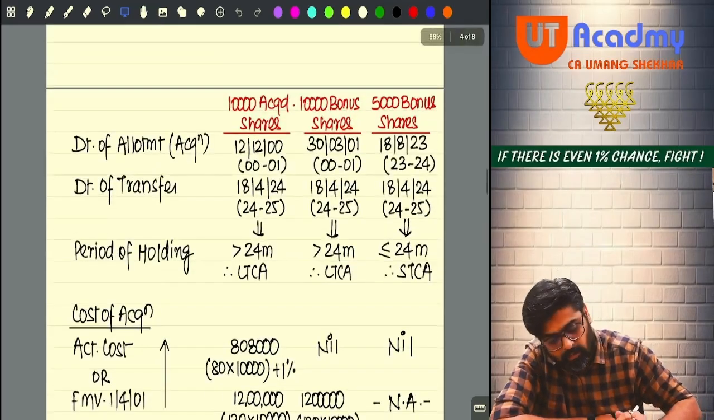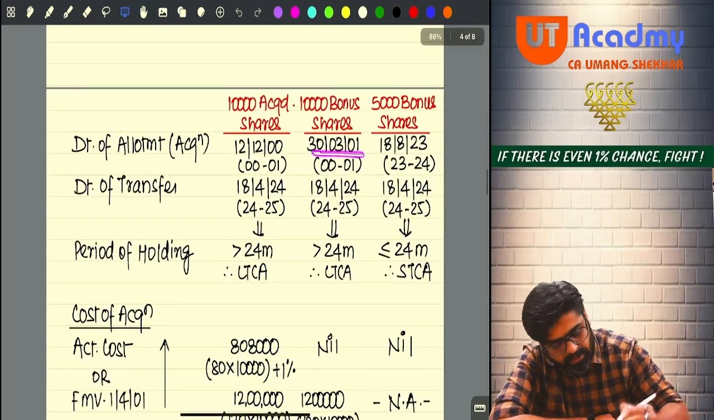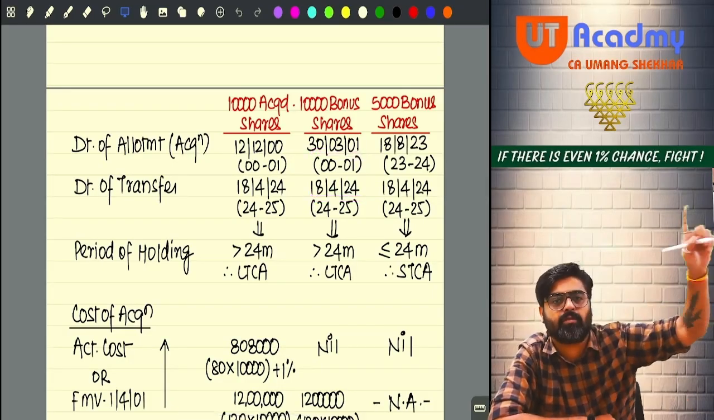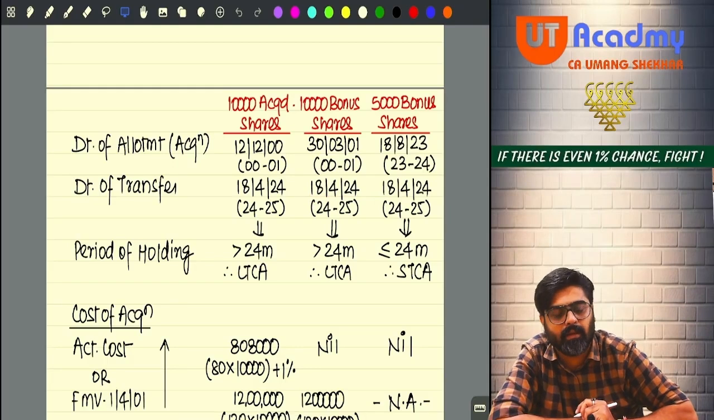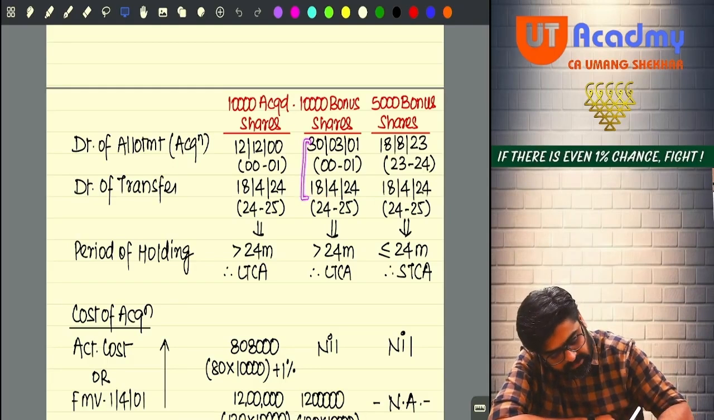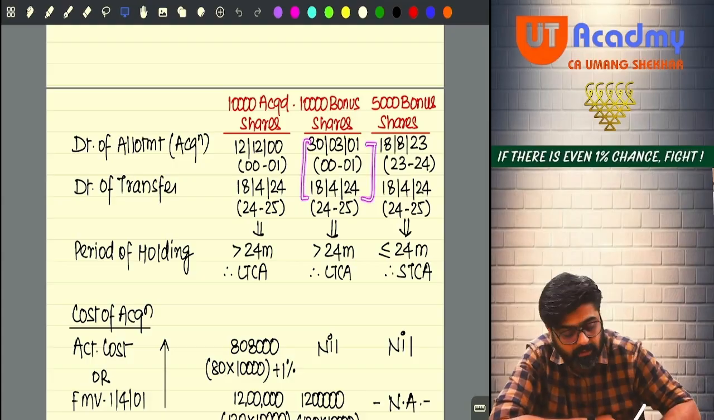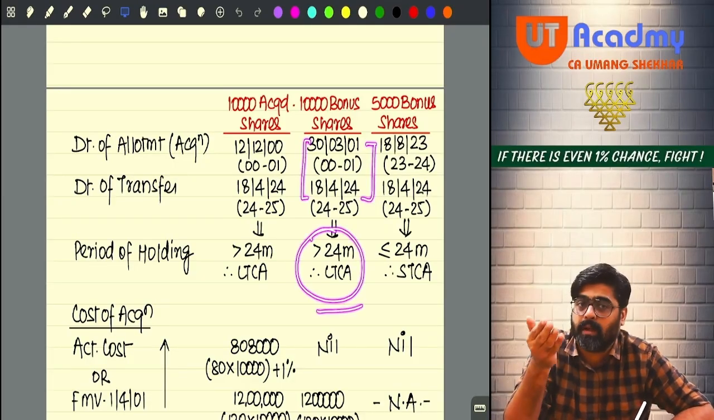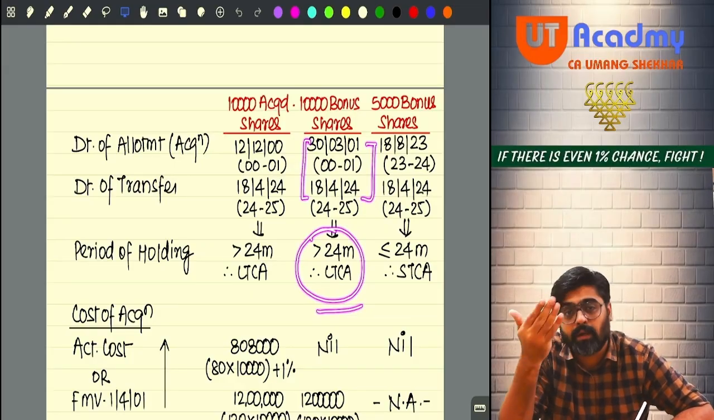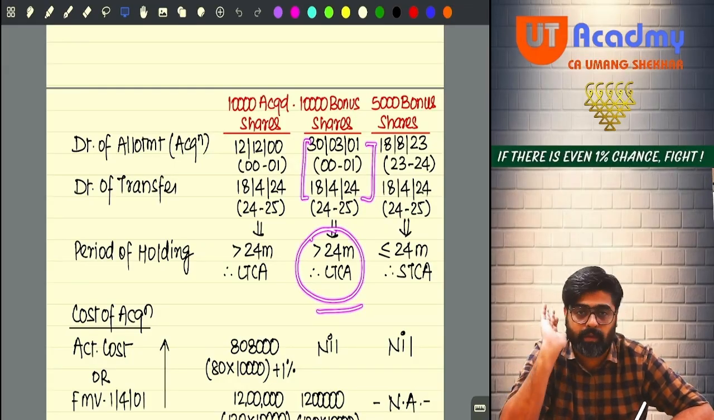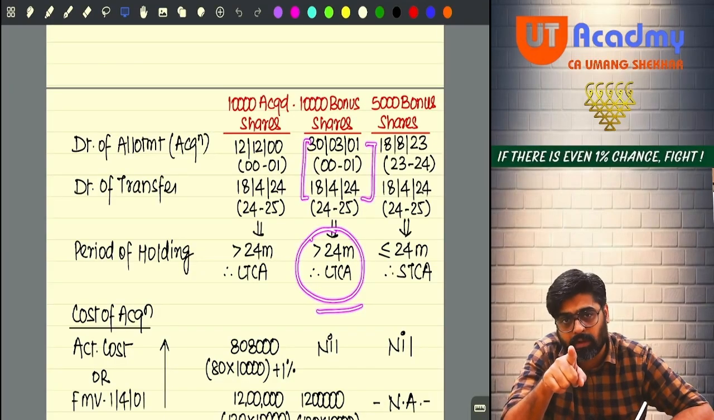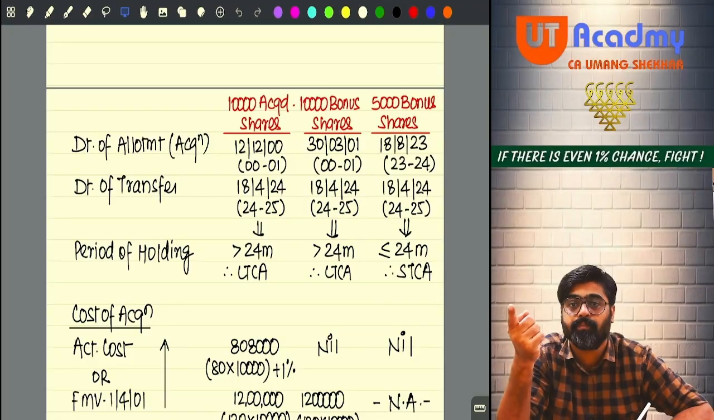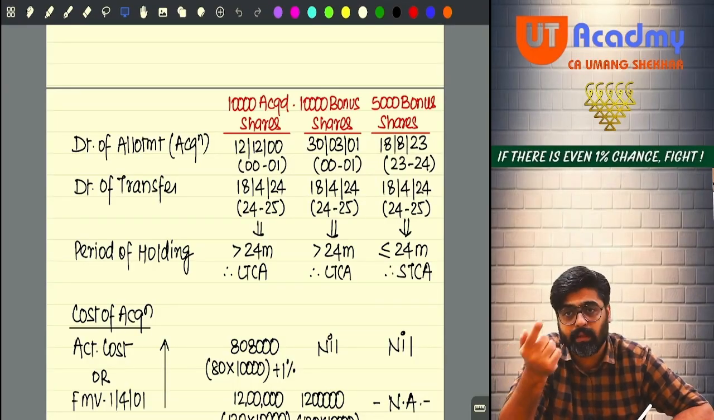Now, these bonus shares were acquired on this date, transferred on 18th April along with 25,000 shares. These 10,000 shares were also sold. 18th April. So their period of holding is from this date to this date. Is it more than 24 months? Yes. Why are you checking 24 months? You know the logic now. They are transferred prior to 23rd July and they are unlisted bonus shares. Hence we are checking 24 months. Okay. Now if this is more than 24 months, then whatever cost you have determined needs to be indexed also. Indexation you will get in the cost of acquisition.